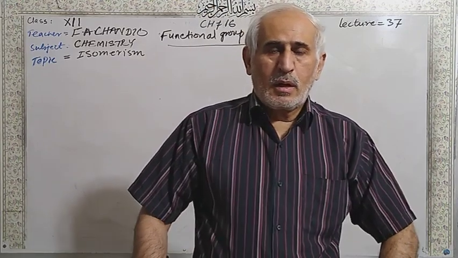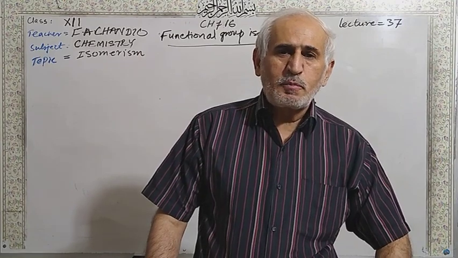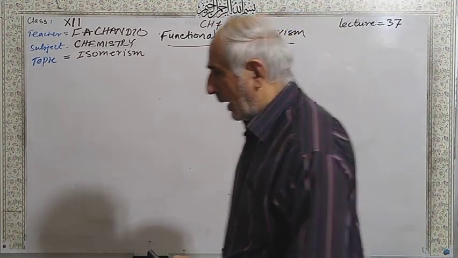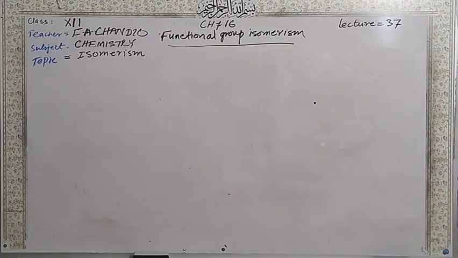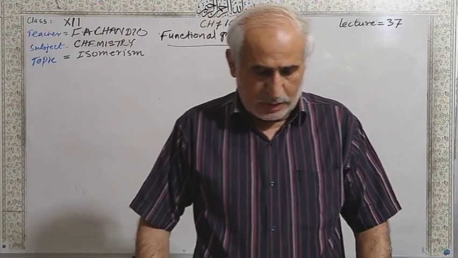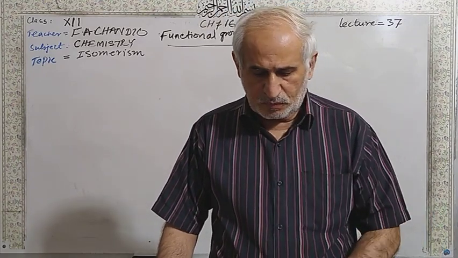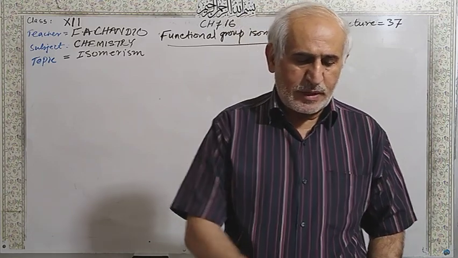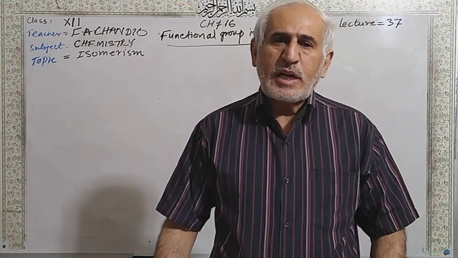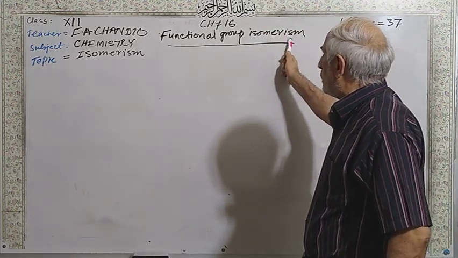Dear students, we are continuing chapter number 16 for grade 12, and we are talking about isomerism. In the last lecture we did chain isomerism, then we did position isomerism. Now we have to do functional group isomerism.